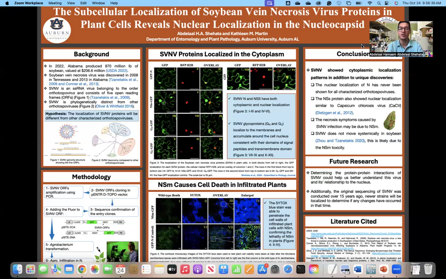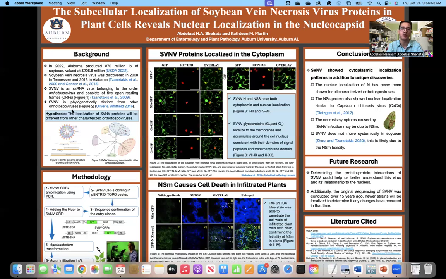This virus causes symptoms of necrosis on the infected leaves, which you can see between the veins of the infected leaves. That's why it is called vein necrosis virus. This virus has a single-stranded RNA genome, and it belongs to the genus orthotospovirus.